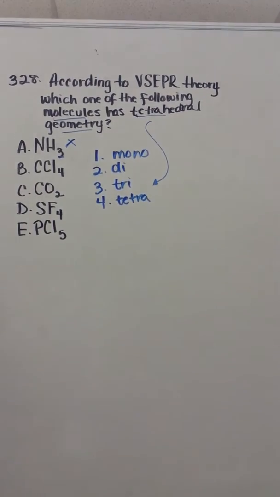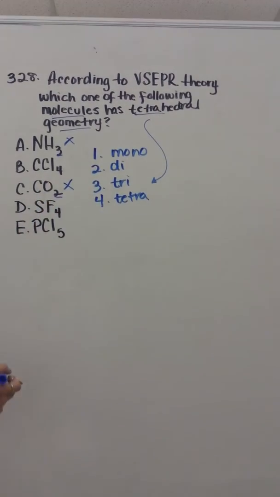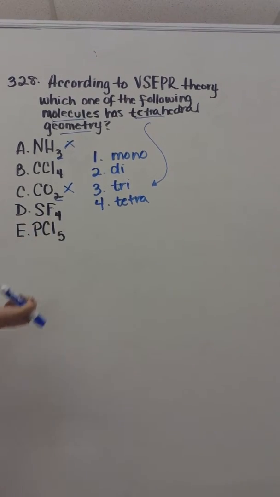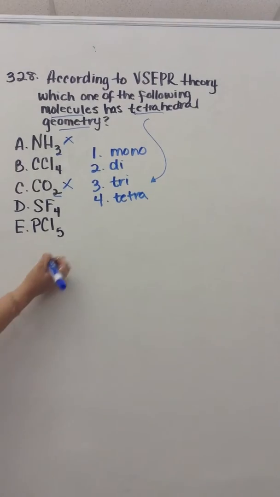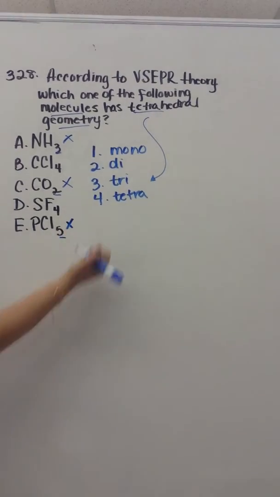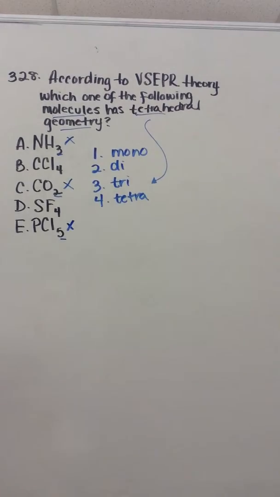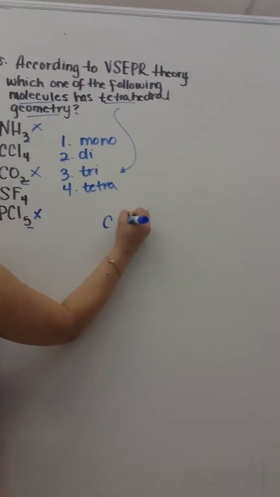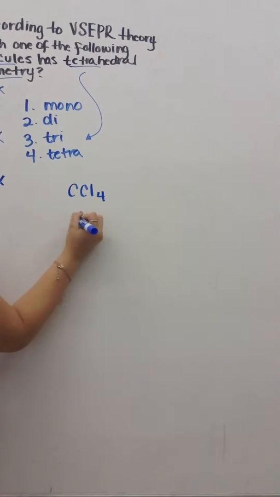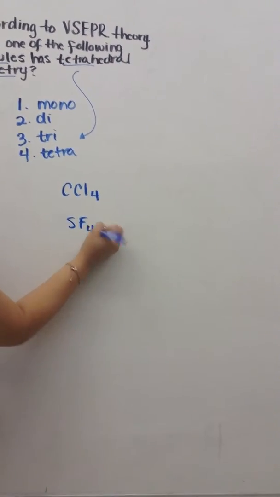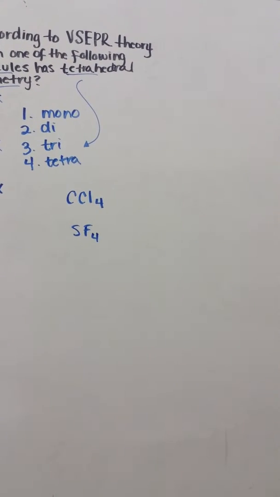You go to C, you see that this has 2, so this is wrong. Go to D, and you see that it has 4, so we can go ahead and leave it there. We go to E, and it has 5, so this is wrong. Now we're in between two answer choices, which would be CCl4 and SF4. Let's go ahead and draw the structures for these.